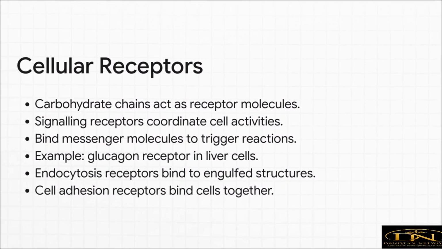Second, you have receptors directly involved in endocytosis. They grab onto structures the cell needs to physically engulf. And third, adhesion receptors physically bind cells together. Without these adhesion receptors, you wouldn't have solid organs. You'd just be a puddle of loose cells.